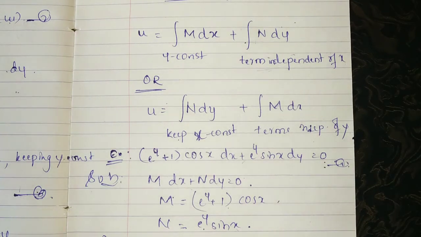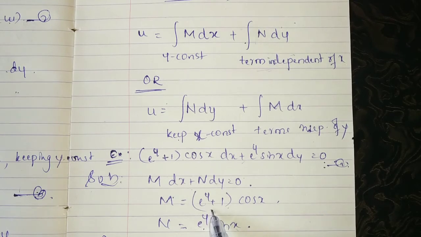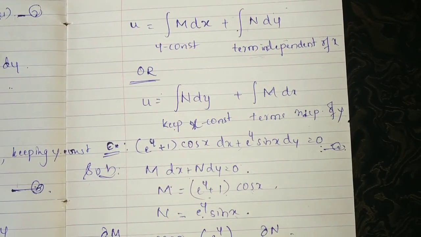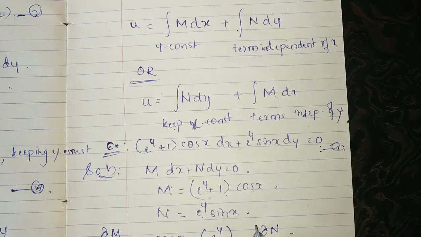So I am finding the value of ∂M/∂y. We need to differentiate M with respect to y, so the x terms are constant. Here cos x is constant, I am keeping it as it is. After that, the derivative of e^y is e^y only, and the derivative of 1 is 0. So cos x into e^y will be the value of ∂M/∂y.